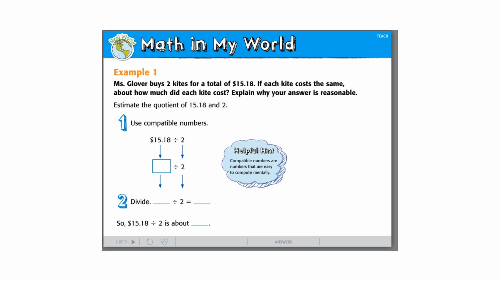Okay, look over at your math example number 1. So this one's about kites. Miss Glover buys 2 kites.